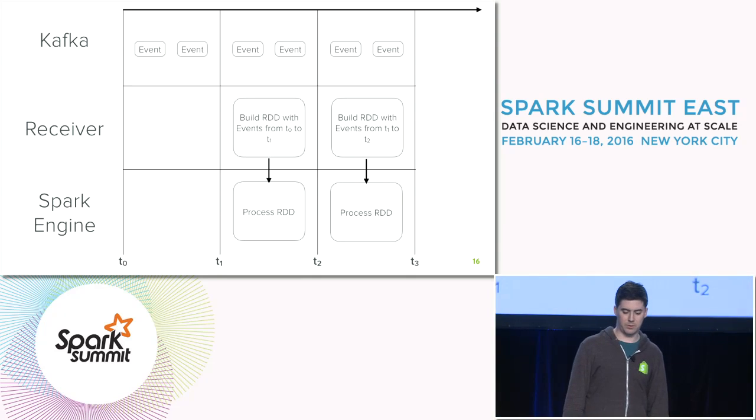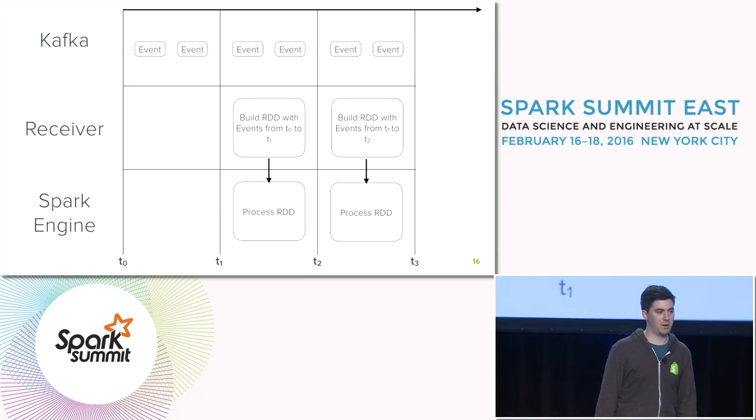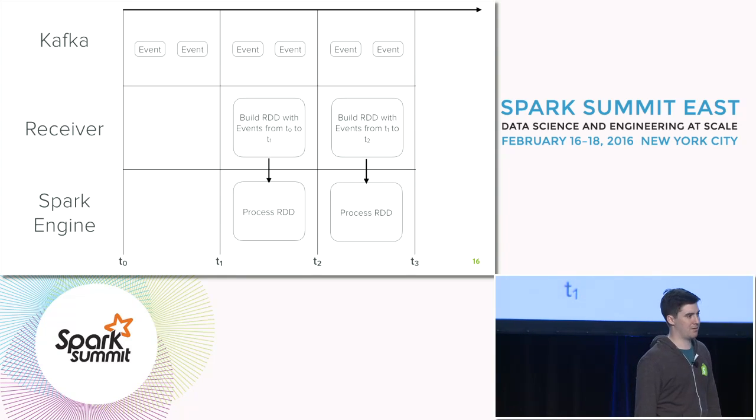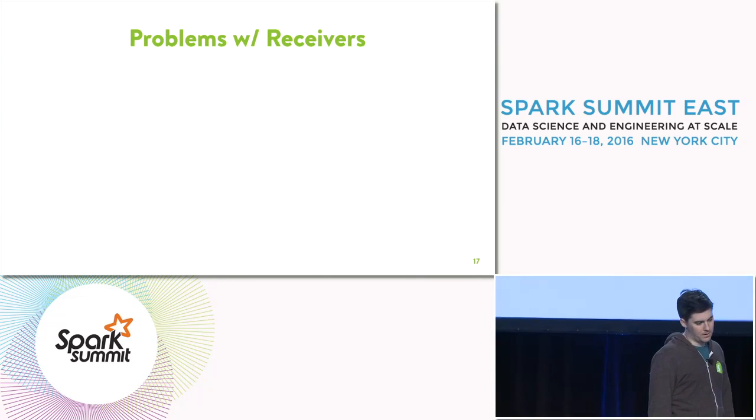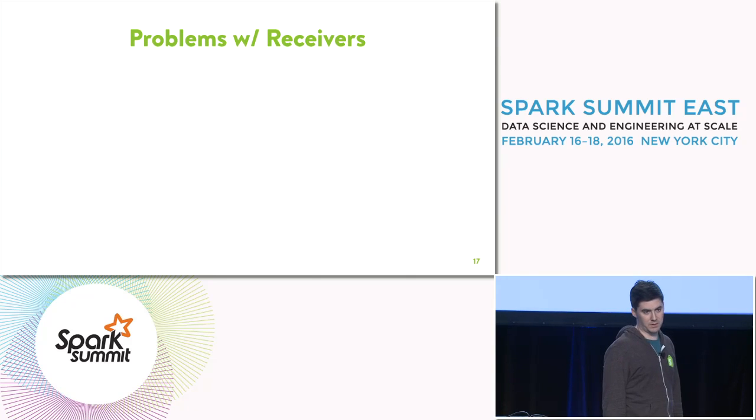Receivers were designed to work with all data sources and not just buffered sources like Kafka, which means you have to make them a lot more general, and that means they're less powerful for when you do have things like, you can ask from a specific offset and replay from there. There are a couple of problems with receivers that we ran into, at least.